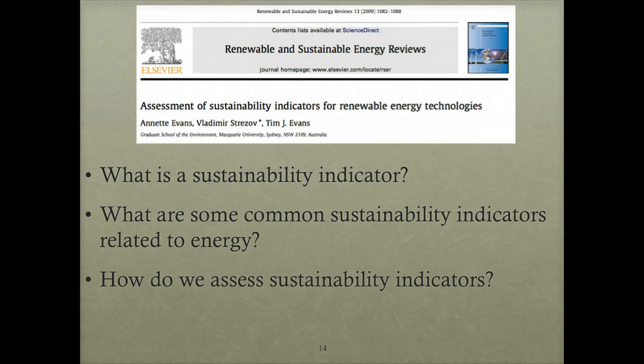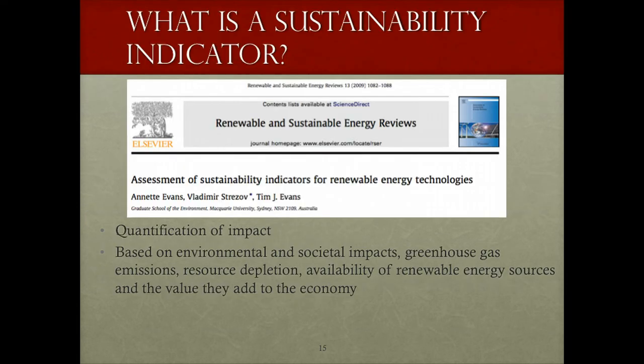The article, Assessment of Sustainability Indicators for Renewable Energy Technologies, provides more information to help define the concept of a sustainability indicator, and also identifies common sustainability indicators for energy. It also explains how to assess these indicators. The article reinforces the requirement that a sustainability indicator must be measurable by defining it as a quantification of impact. The authors also note that it is based on environmental and societal impacts, greenhouse gas emissions, resource depletion, availability of renewable energy sources, and the value they add to the economy.